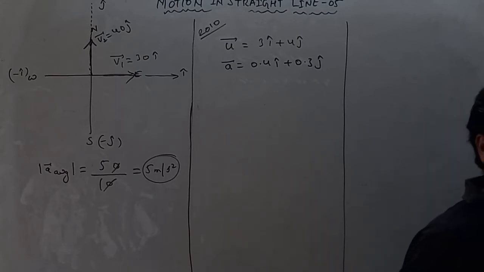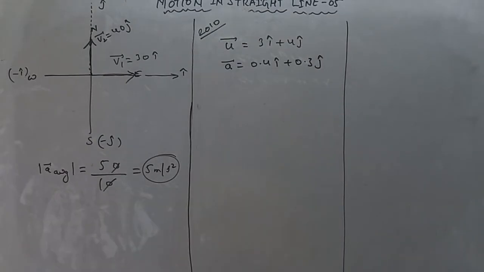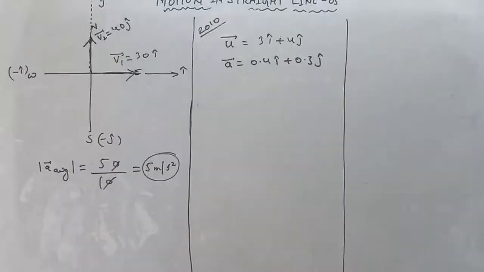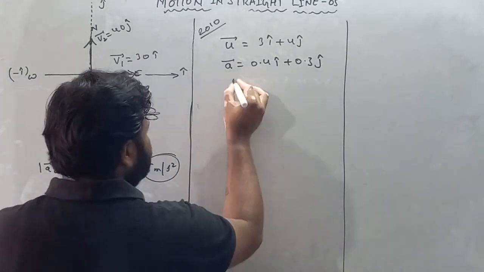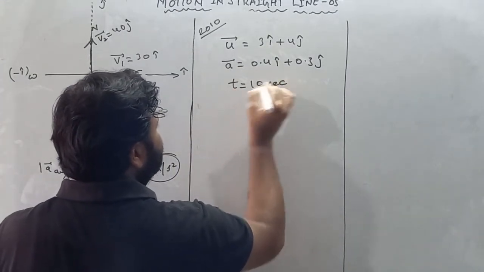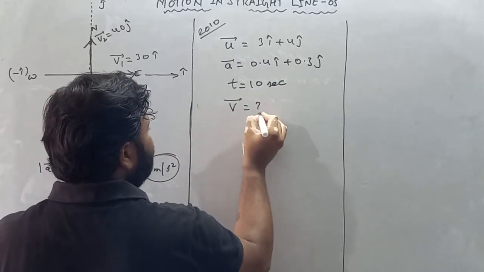Find its speed after 10 seconds. So time is given, my dear student. Time is 10 seconds. You have to find the speed of the particle after 10 seconds. So they are asking for nothing but the final velocity.